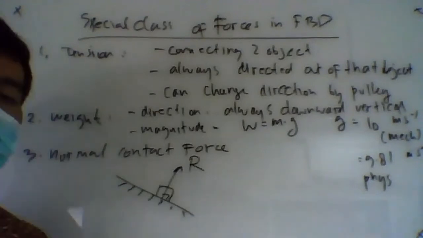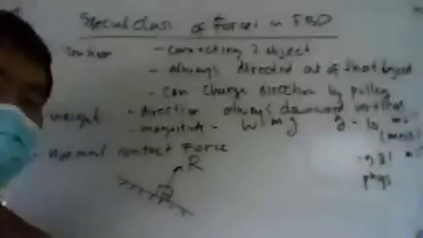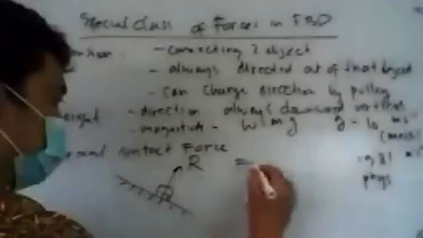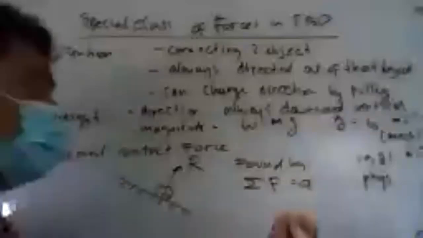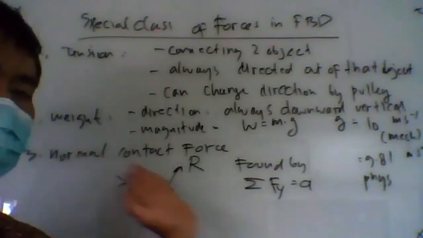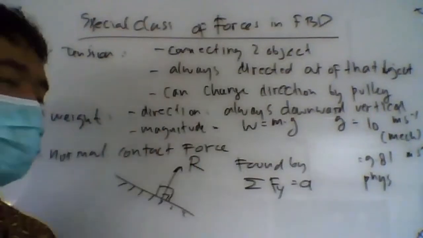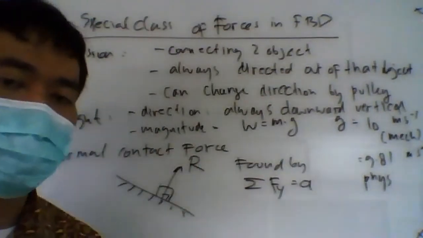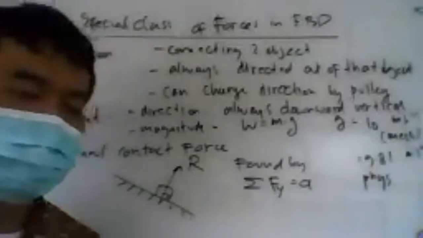Normal contact forces cannot be found directly. It has to be found by the equilibrium on the y-axis. We need to calculate the sum of the forces in the y direction, because the normal contact force is perpendicular to the x-axis. So it is going to be part of the sum of the forces in the y direction.